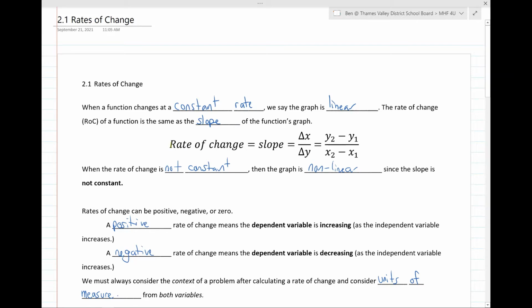So with slope, the rate of change equals slope. Slope equals, you might know it as rise over run, or that should say delta y over delta x. So let's fix that mistake right away. Delta y over delta x, and that is y2 minus y1 all divided by x2 minus x1. Now, if our rate of change is not constant, then our graph is nonlinear. Okay, nice and easy. If it's constant, it's linear. If it's non-constant, it's nonlinear.